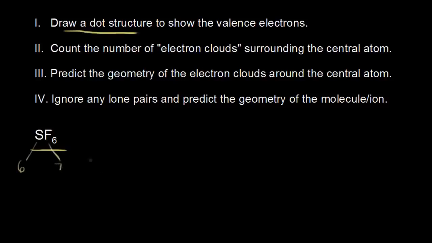Fluorine is in group 7, so 7 valence electrons, but I have 6 of them. So 7 times 6 gives me 42, and 42 plus 6 gives me 48 valence electrons that we need to show in our dot structure.